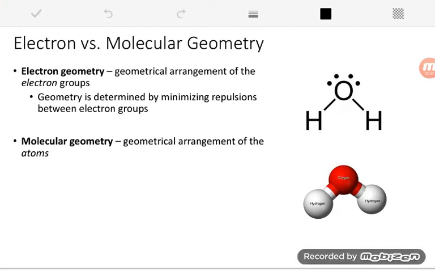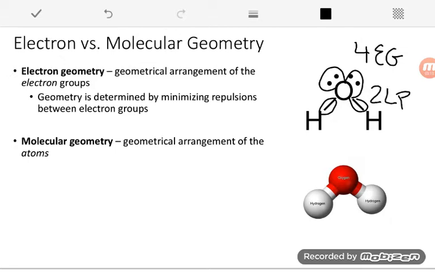Electron geometry is the geometrical arrangement of the actual electron groups. So if we look at the simple example of water here, water has 4 electron groups. 2 lone pairs, and then 2 bonds. So this guy has 4 electron groups, but 2 of them are lone pairs. Since we can't actually see those lone pairs when we look at the molecule, it looks like this down here. It doesn't look like a tetrahedral, which is what it should look like with its 4 electron groups. So the molecular geometry is the shape we can actually see.